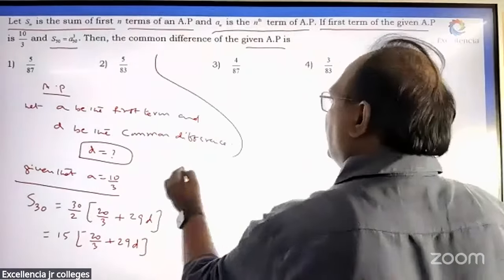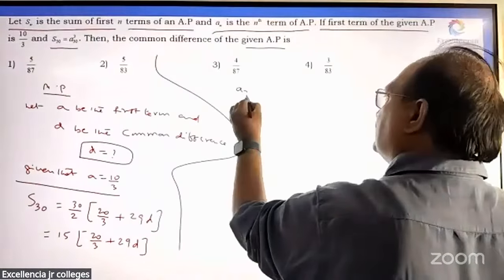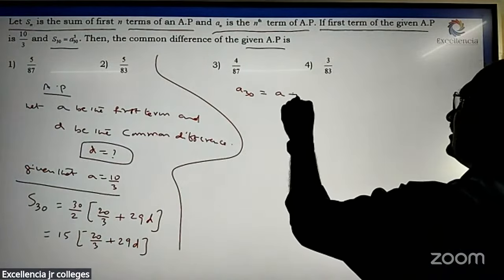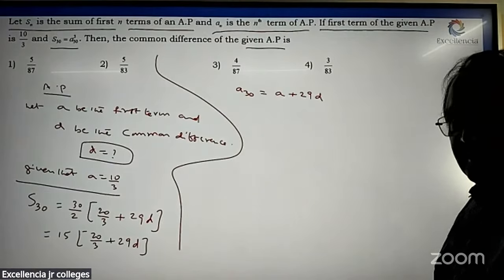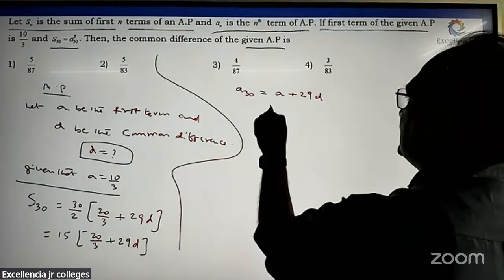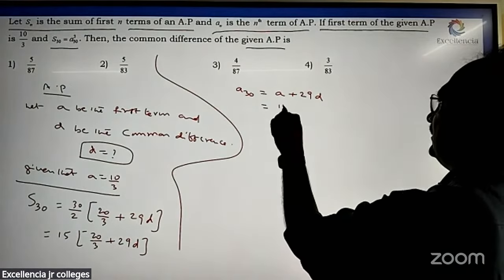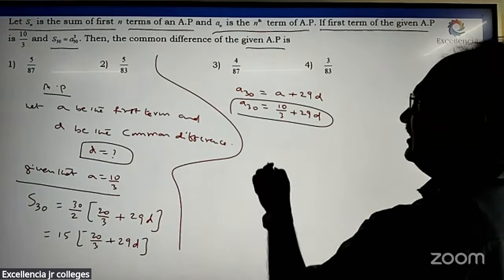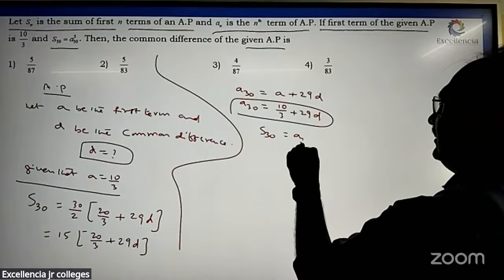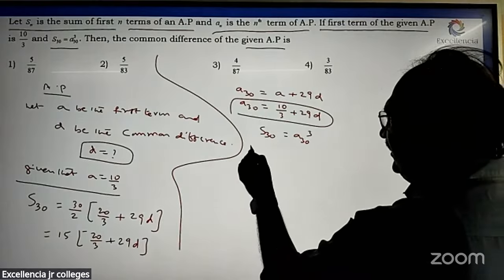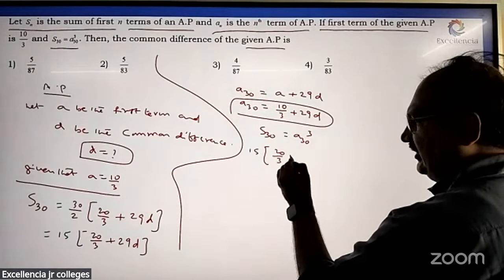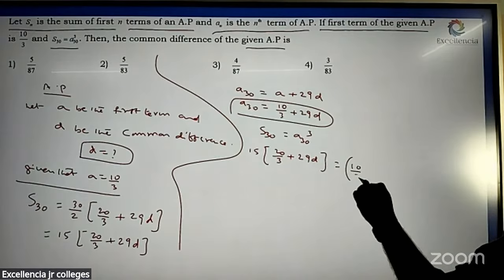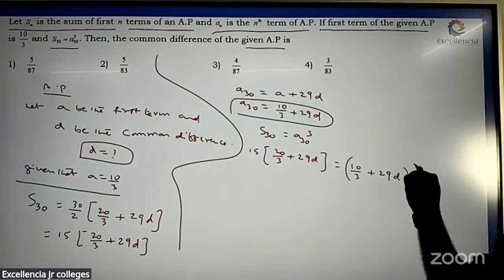Now, what is A30? A30 is the 30th term, which is A plus 29D. A is 10 by 3, so A30 is 10 by 3 plus 29D. The relation given is S30 equal to A30 cube. So S30, 15 into 20 by 3 plus 29D, is equal to the cube of 10 by 3 plus 29D.